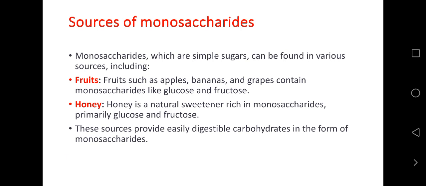As we know, the first class of carbohydrate is monosaccharide. So first of all we will discuss the sources of monosaccharide. Monosaccharides are simple sugars and can be found in various sources including fruits and honey. Fruits such as apple, banana and grapes contain monosaccharides like glucose and fructose. Honey is a natural sweetener rich in monosaccharides, primarily glucose and fructose. These sources provide easily digestible carbohydrate in the form of monosaccharide.